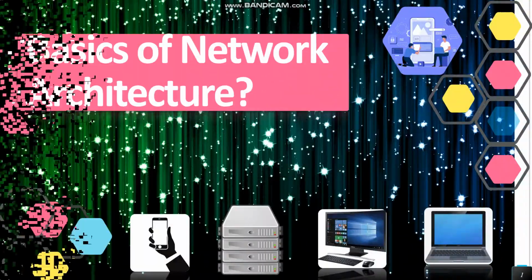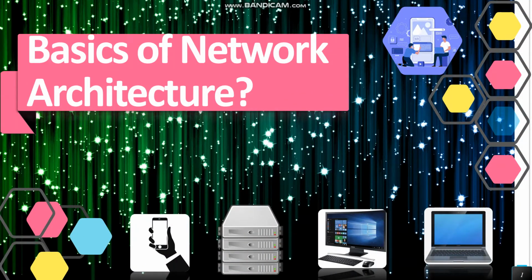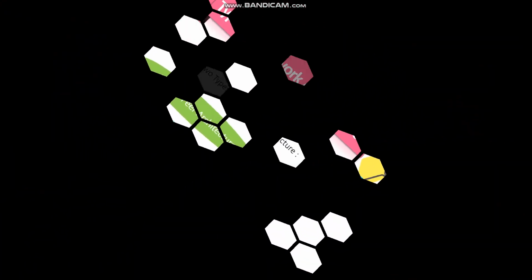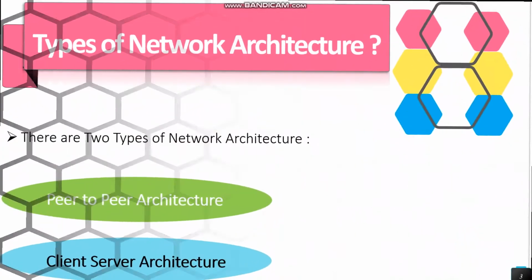In this lecture, we are going to discuss the basics of network architecture. So our very first question arises: what is network architecture? Network architecture can be defined as a network design that helps us to arrange computers and how tasks are allocated to the computers. Basically, there are two different types of network architecture: peer-to-peer network architecture and client-server architecture.